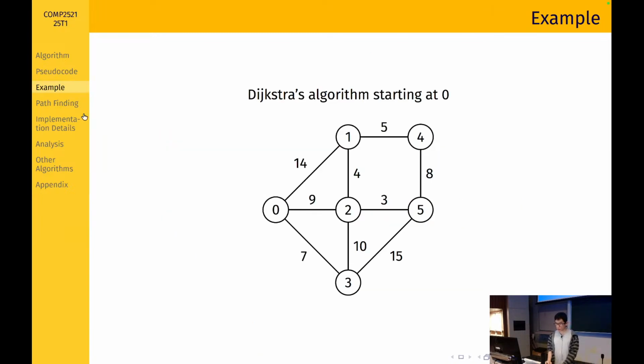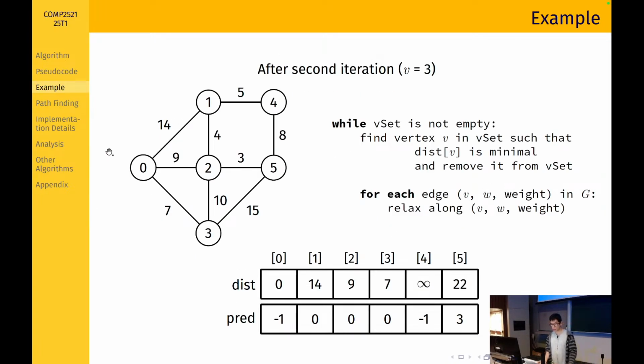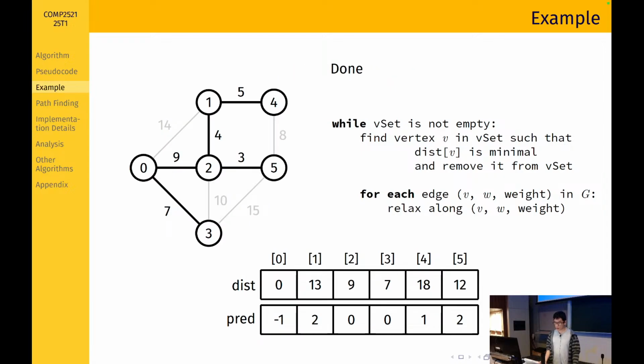Okay, so that's the example, and these slides just skip through each iteration so you can see the result at the end of each iteration. All right, and this is the end result. Here are all the edges that are used in the shortest paths from 0 to every other vertex.